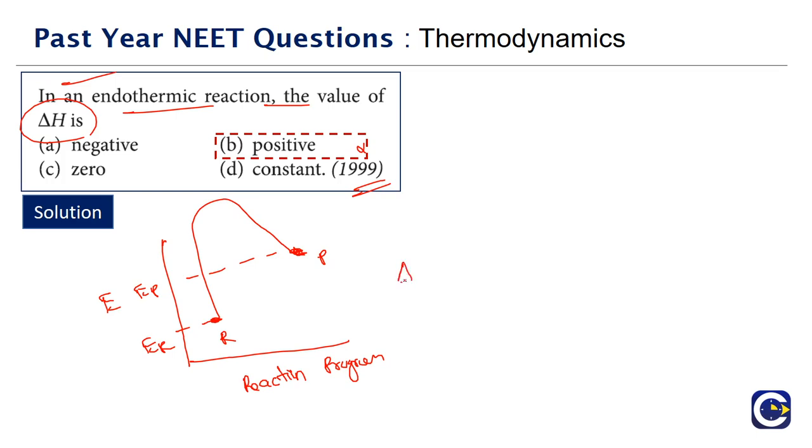Now delta H, how do you find it out? It will be the enthalpy of the product minus the enthalpy of the reactant. This will be higher, that's why it will be endothermic. So the delta H value will be positive. Exothermic means delta H will be negative.